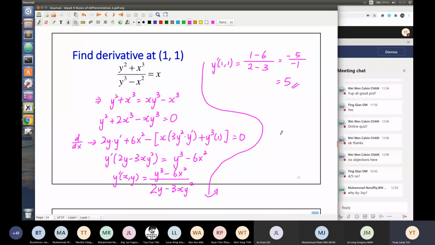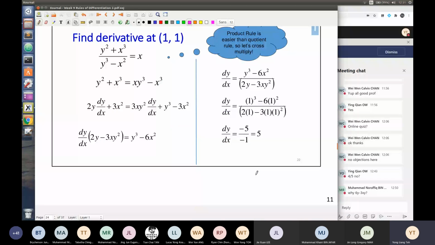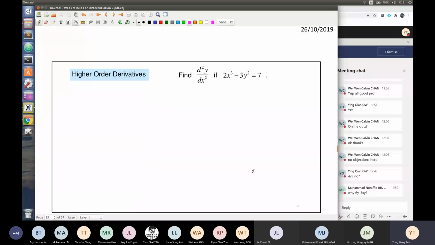Okay, so I think I want to end it here. The answer is here. So I think next lesson I move on to higher order derivatives, just differentiating one more time.